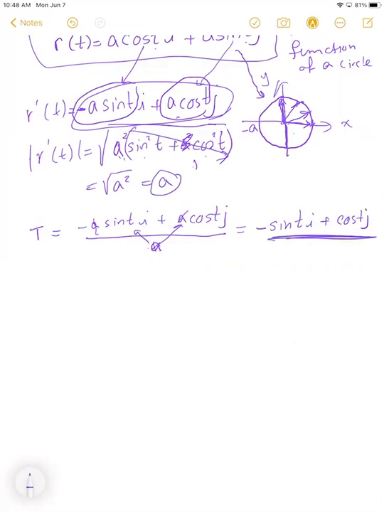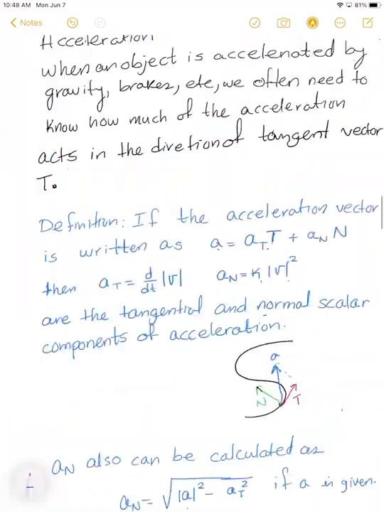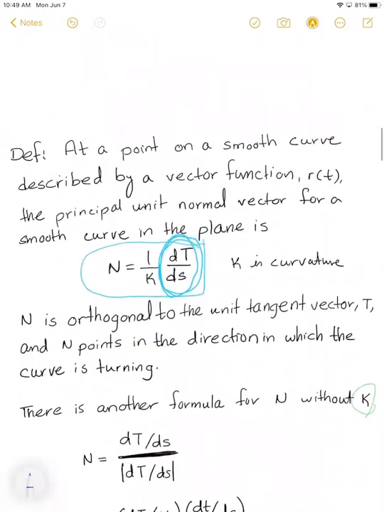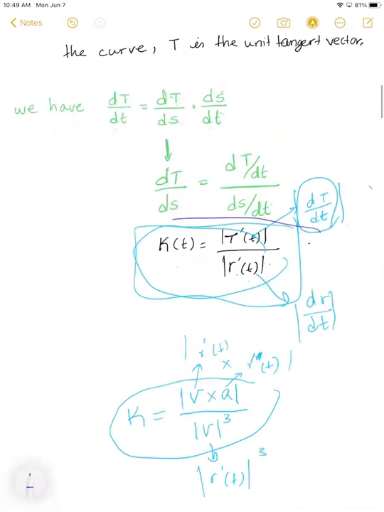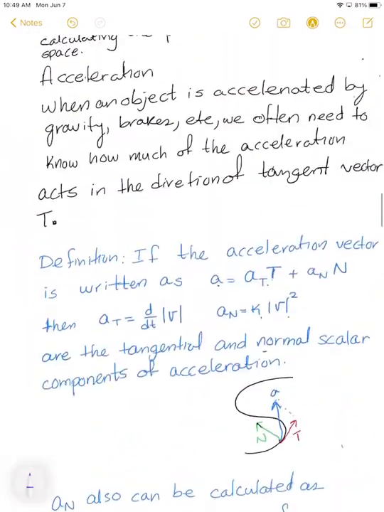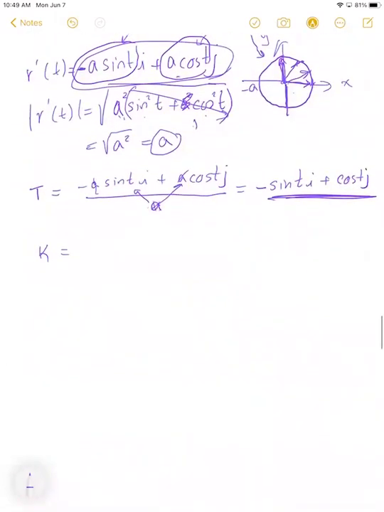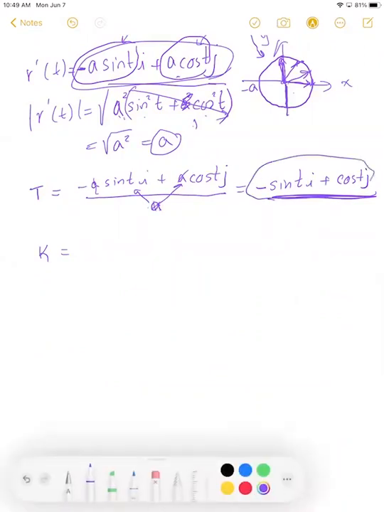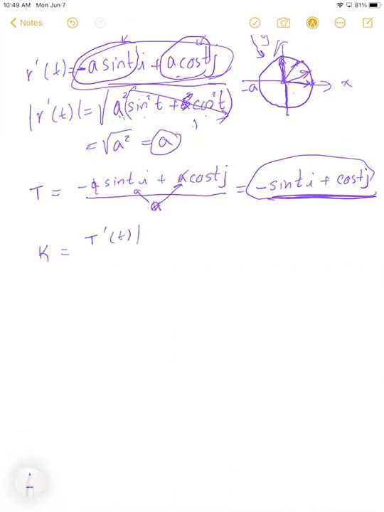So that is our unit tangent vector. Why did I need that? Because in order to find kappa, or curvature, one of the formulas for curvature is the derivative of the tangent vector, T prime of t, divided by the magnitude of r prime. So for this example, I am going to find the derivative of that, T prime of t. So kappa is equal to T prime of t's magnitude divided by r prime of t's magnitude.